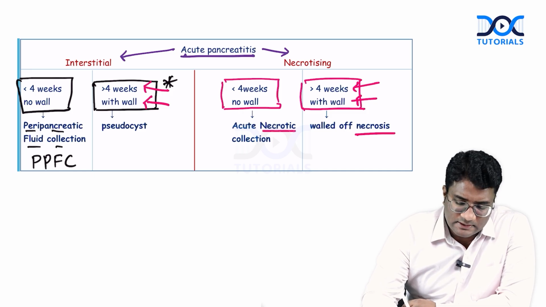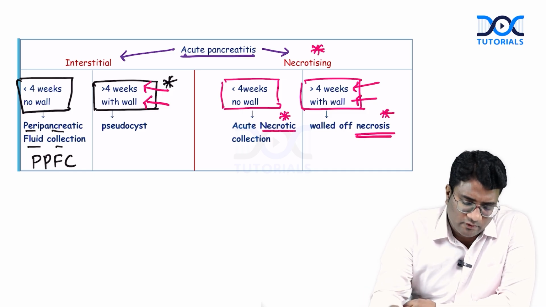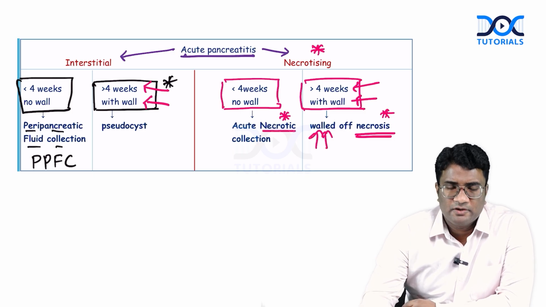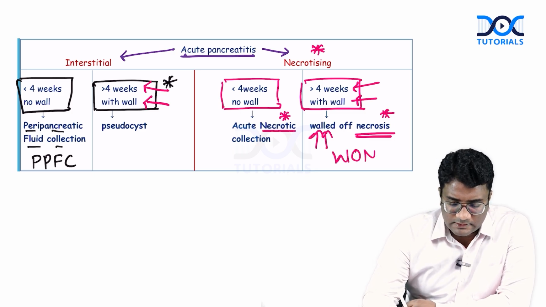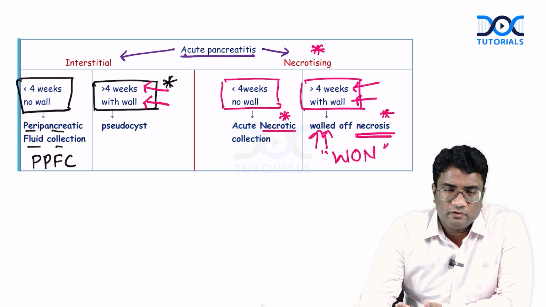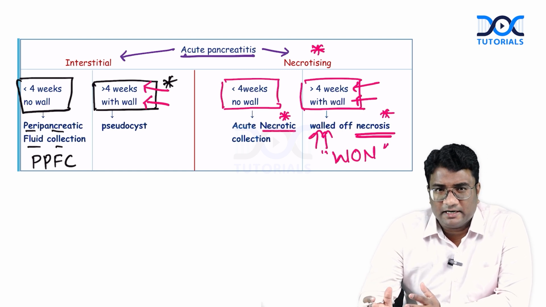And the word necrosis is seen in necrotizing pancreatitis. So, the word necrosis is seen in necrotizing, and which has a wall around it more than 4 weeks. So, walled off necrosis is more than 4 weeks duration, has a wall around it. It occurs in necrotizing pancreatitis. If you have a necrotizing pancreatitis without a wall, there is a collection around the pancreas. What do you call it? Acute necrotic collection. Less than 4 weeks, no wall around it.